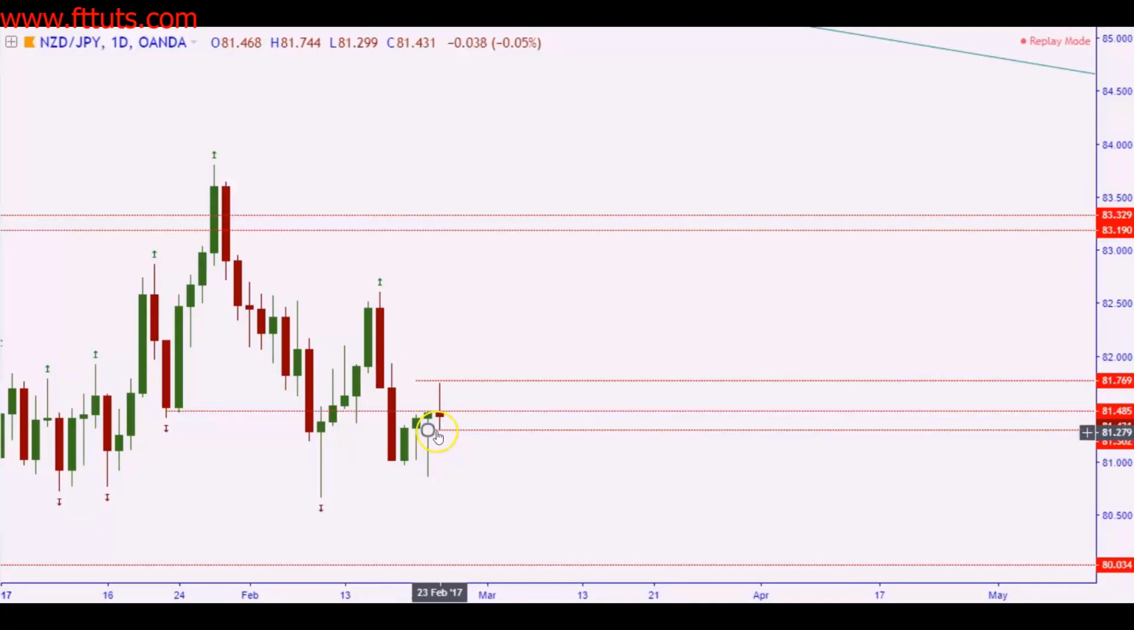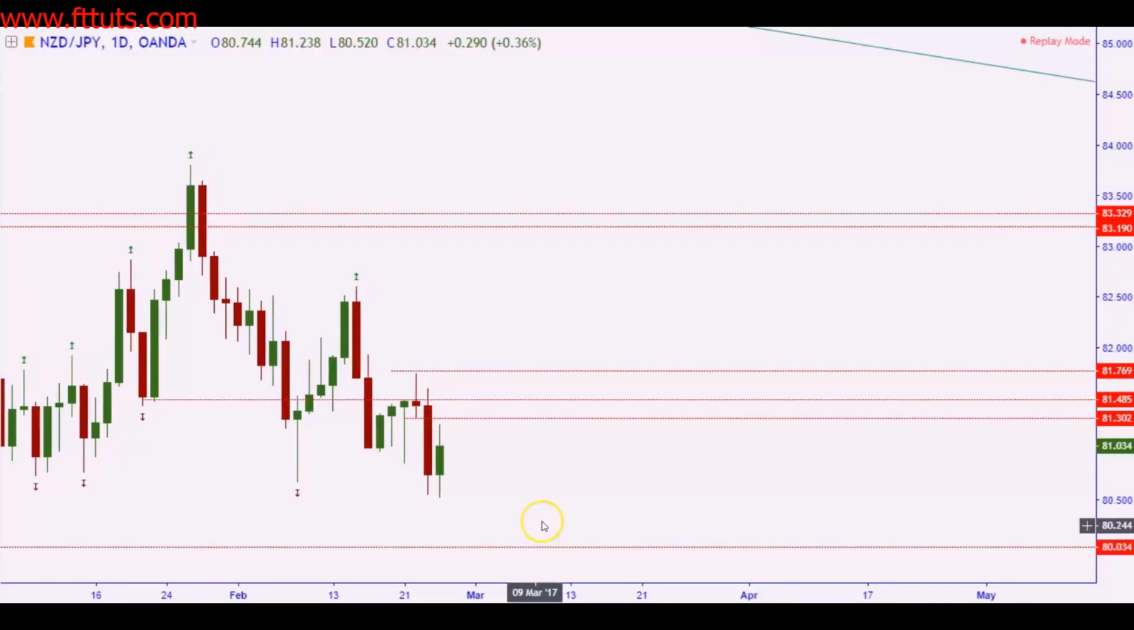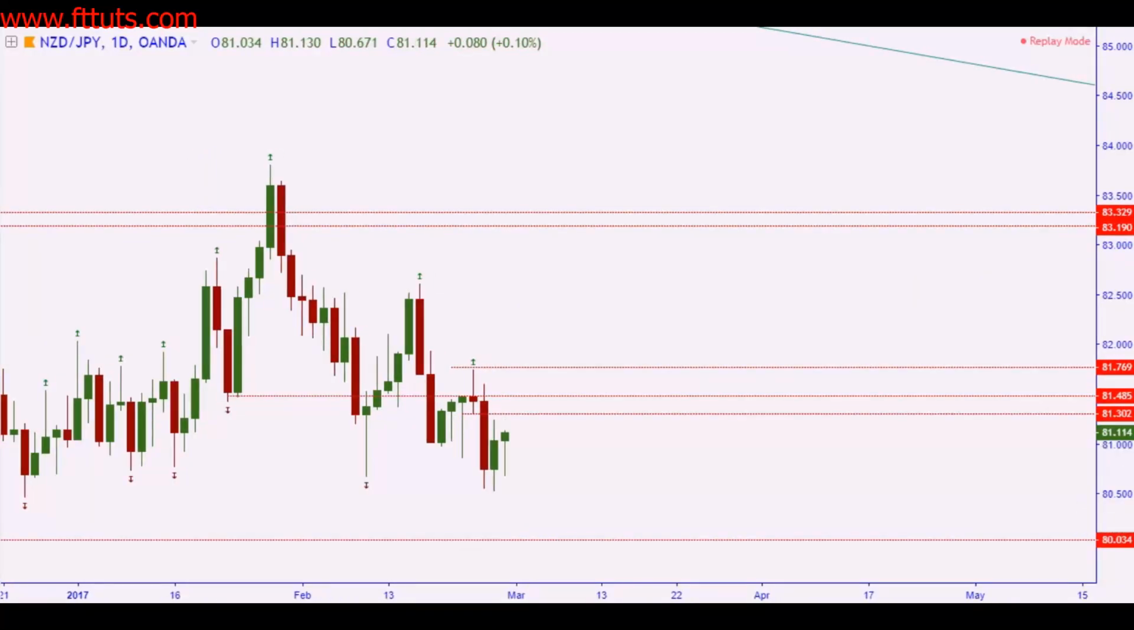So currently we haven't even been triggered yet. We have a nice rejection of a fractal level. You broke the fractal, you pulled back to the fractal, you got a rejection here. Let's see what we get. So we got a good entry there, good trade.